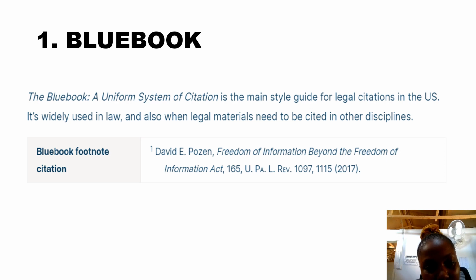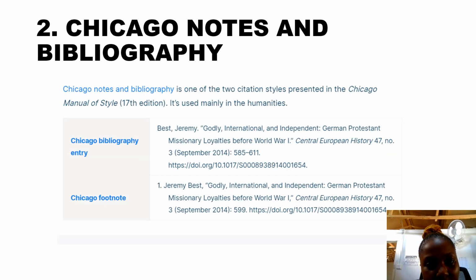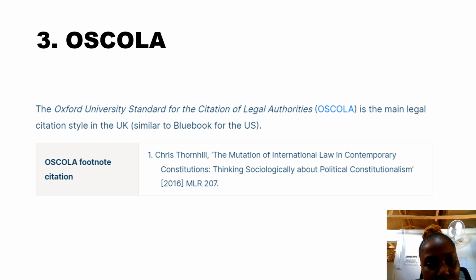Okay, then we move to the last style of referencing and citation called the notes. So we have Blue Book. This is how they enter their citation. Then we have Chicago Notes and Bibliography. Okay. Then we have Oscola.